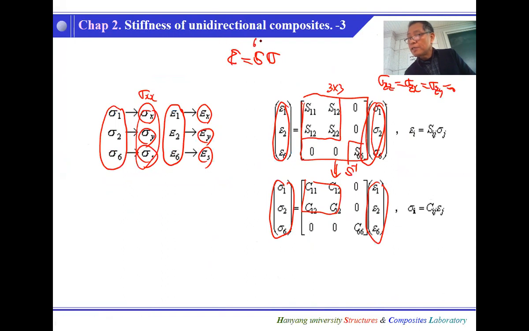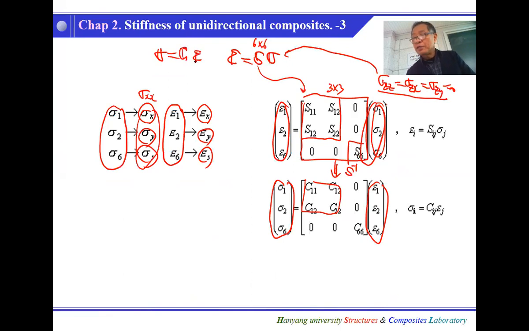These are 6 by 6. So from this 6 component, we are assuming plane stress and only 3 terms. So this assumption needs to apply here when we multiply. So we take only the 3 by 3 term from here, not from this relation.